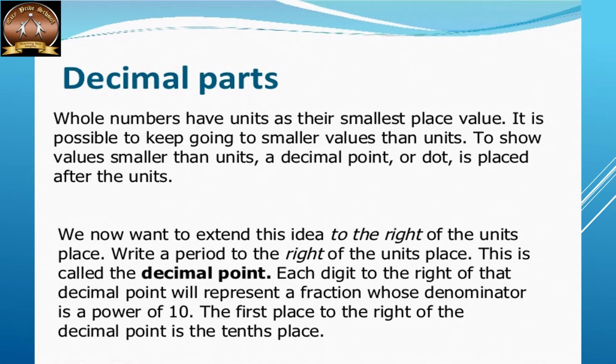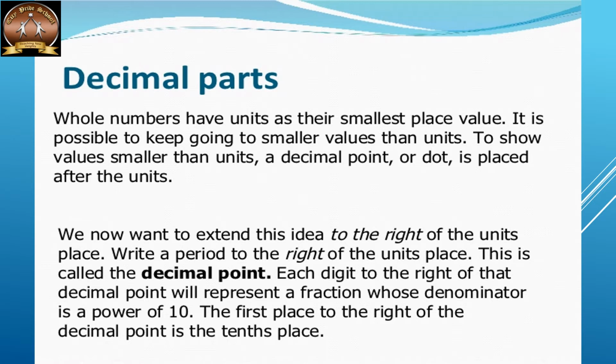Now, in our previous slide we have seen the smallest unit is ones, that is 1. But now I want to go further towards the right hand side. From that 100,000 when we come to ones, we divided by 10, by 10, by 10, by 10. But now I have to go further to the right hand side. To do that, we will first put the decimal point. The point which we put is called a decimal point.